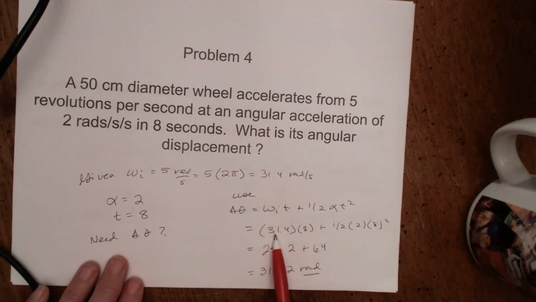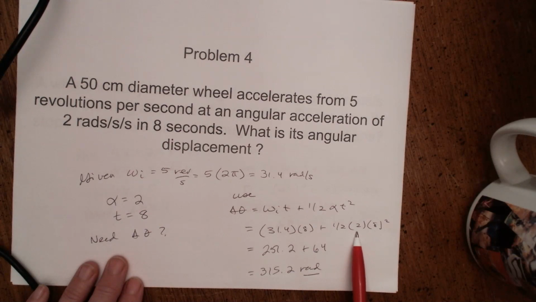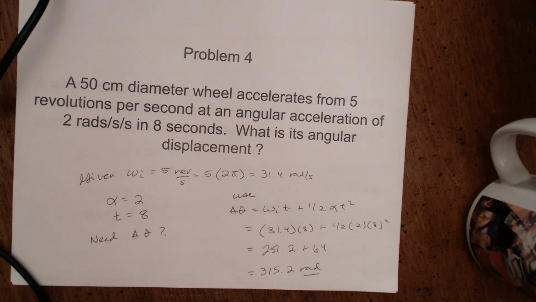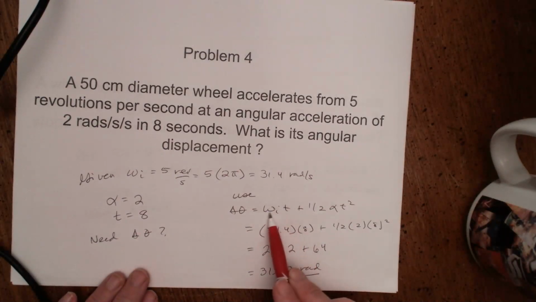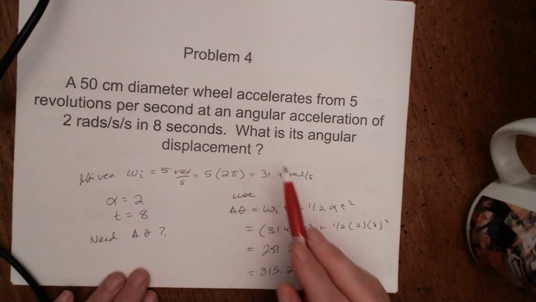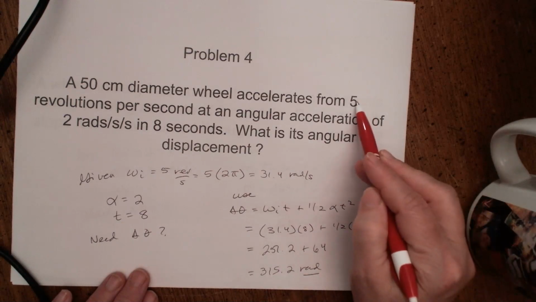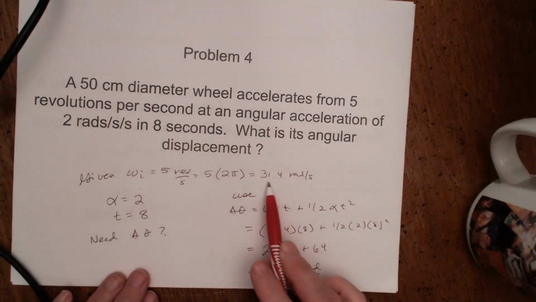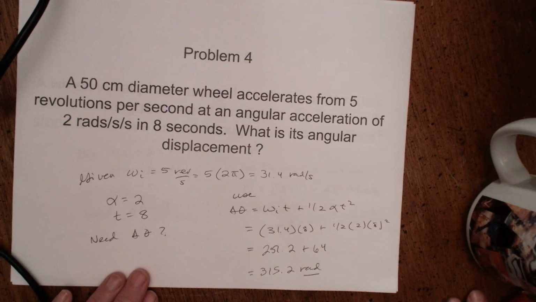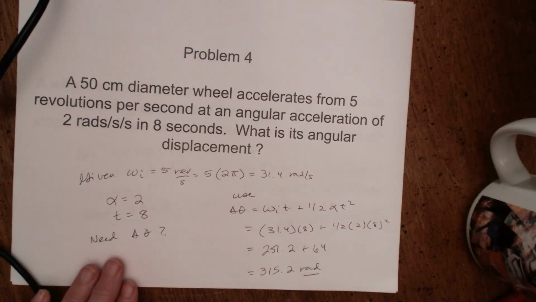This is my initial angular velocity, so I'll multiply that by time plus 1/2 times 2 for my acceleration times 8 squared for my time, and I end up with 315.2 radians. This one, a lot of times this term goes away if you're starting from rest. Here we weren't. We were starting our scenario where our wheel was at 5 revolutions per second or 31.4 and then accelerated.